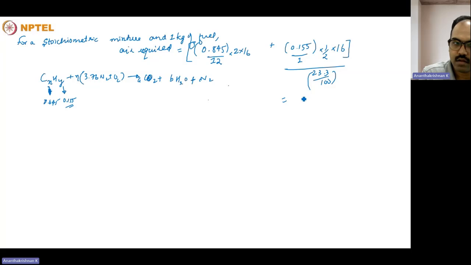So this will be equal to 14.98 kilogram per kg of fuel.